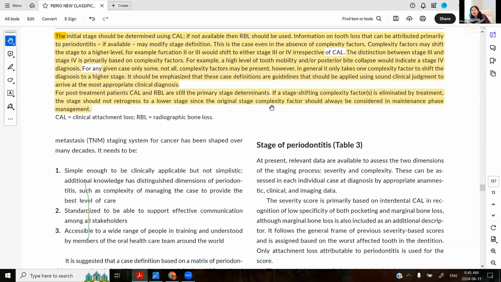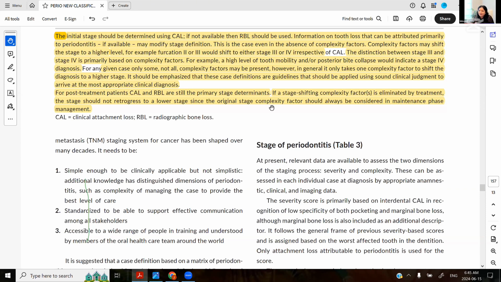Stage 3 and 4 are not regressible. You can say that they are non-regressible. Understood? They will not go back to a lower stage. If the probing depth is 4 mm and after treatment it goes down to 2 mm, the attachment loss will still be there, no? The probing depth is reduced because you controlled the inflammation, the shrinkage, right? The tissue got shrunk.